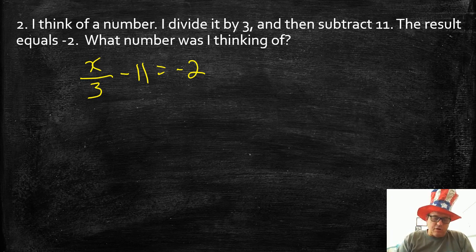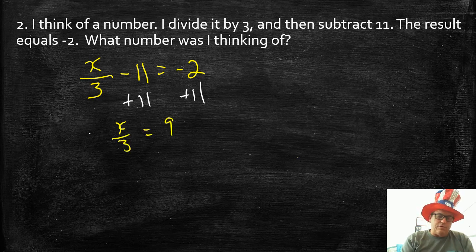Well, we can go ahead and solve this equation. So what's the first thing we're going to do? I think the first thing would be to add 11 to both sides. We could multiply both sides by 3, but I think it's actually going to be better if I add 11. So if I do that, I'm going to get x over 3 equals minus 2 plus 11 is 9.